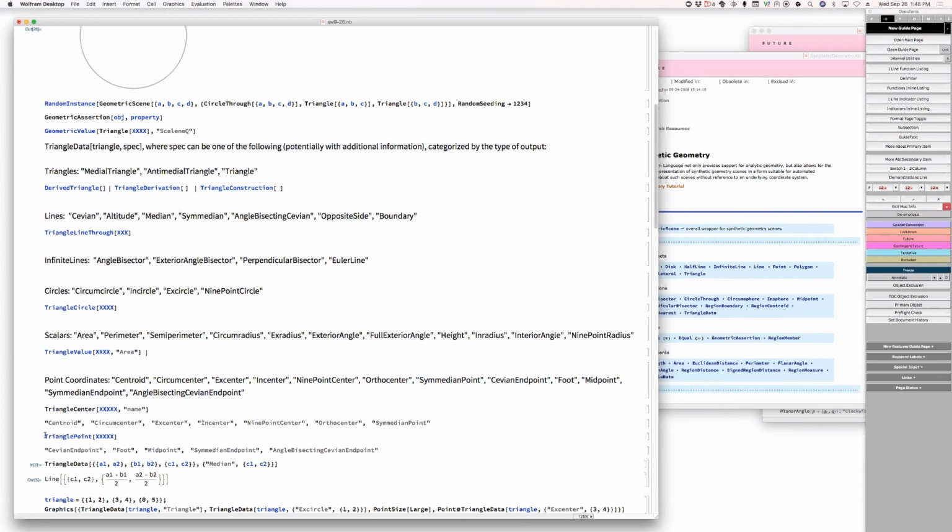is triangle point a reasonable name? I wonder if it should be triangle endpoint. Well, it's not necessarily an endpoint. No, because the point is clearly not. Right. Well, they are. Well, no, the foot is the endpoint of the altitude. The midpoint is the endpoint of the median. The Symmedian endpoint is the endpoint of the Symmedian, and the angle bisecting Sevian endpoint is. There's a certain very 19th century character to some of these names. I don't think we can guarantee that any named points we come up with in the future are going to necessarily be either centers or endpoints.